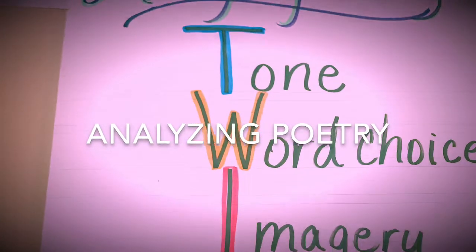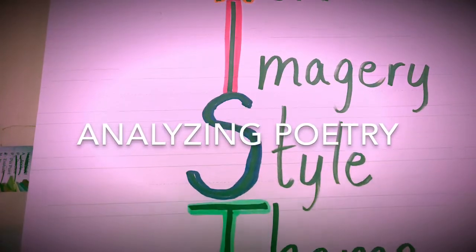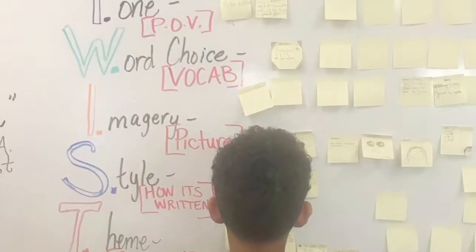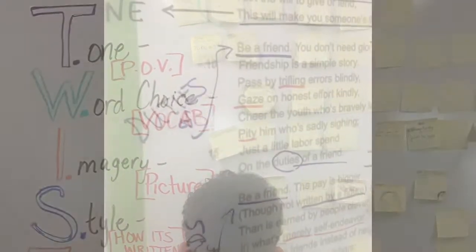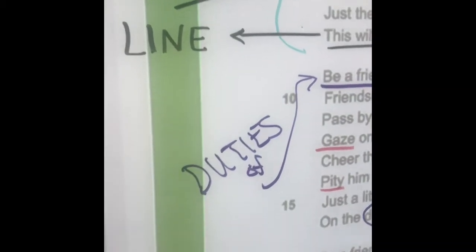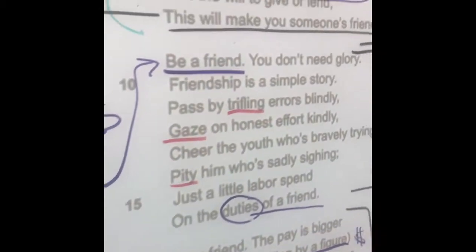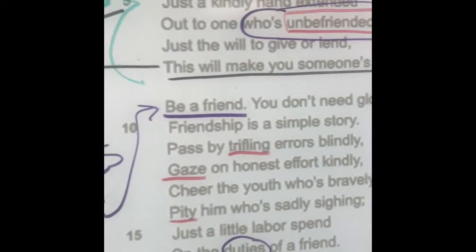Analyzing poetry. First, you must select the poem that you would like to share with your class and also teach them the steps that they will be looking for using T.W.I.S.T. Identifying the different parts to a poem, stanza, line. Also reading the poem with the students, identifying vocabulary, which is highlighted or underlined in red.